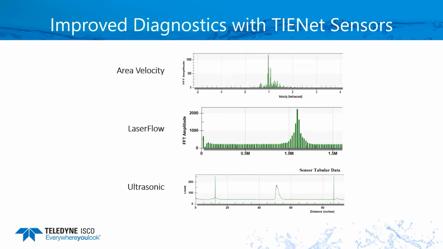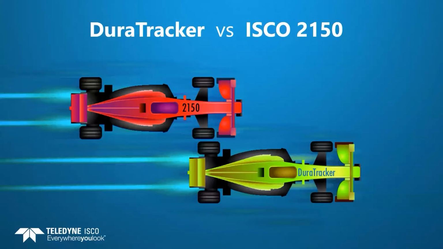The one in the middle is the LaserFlow showing our return spectral graph. And we have the ultrasonic signal. So we're just providing you with more tools to make sure that your data is good and providing accurate data back. With that, I'm going to turn it back over to Rick Dye to talk about the comparisons between the DuraTracker and the 2150.